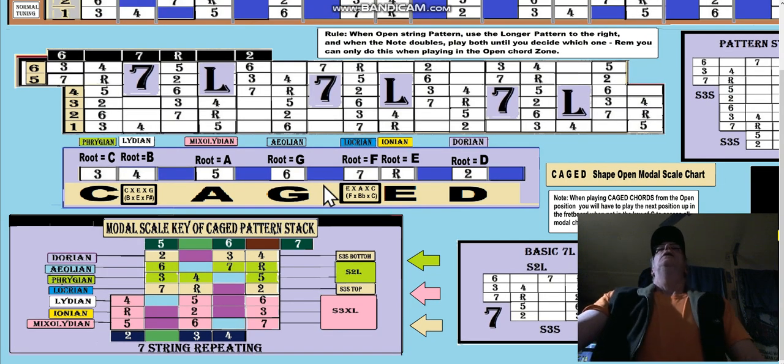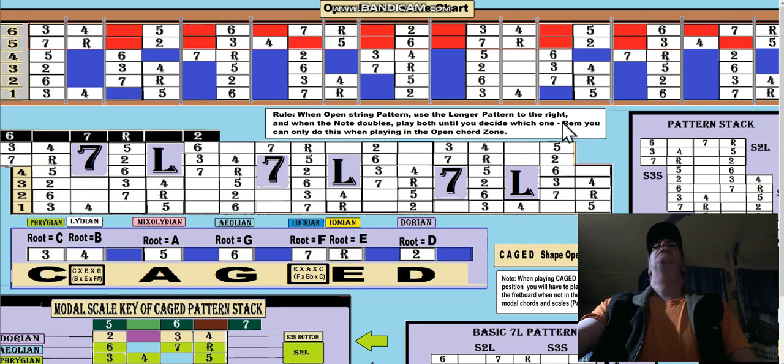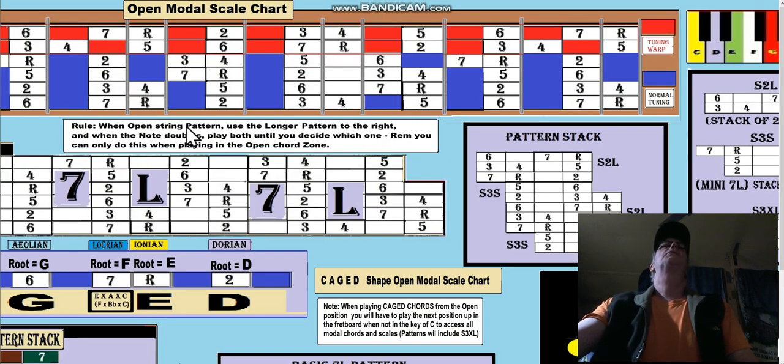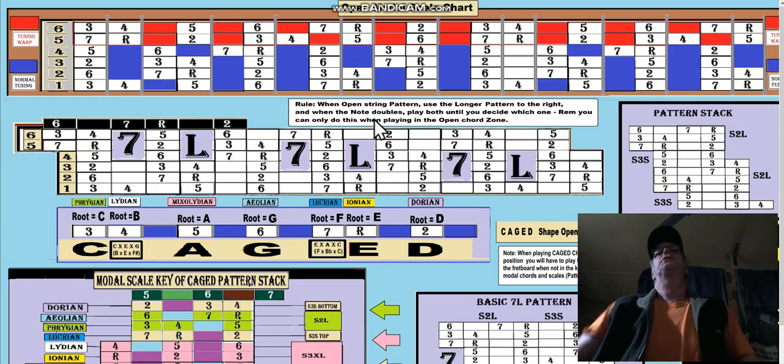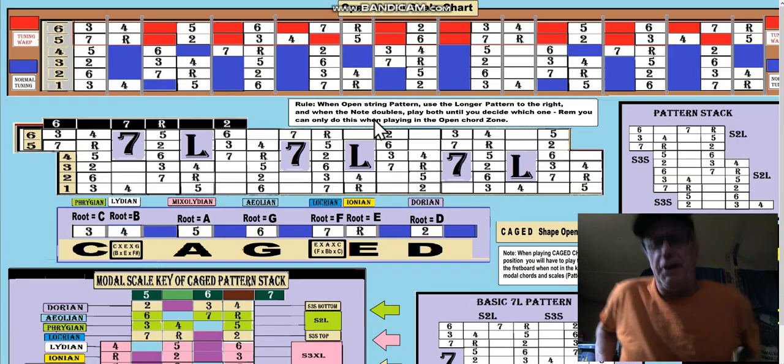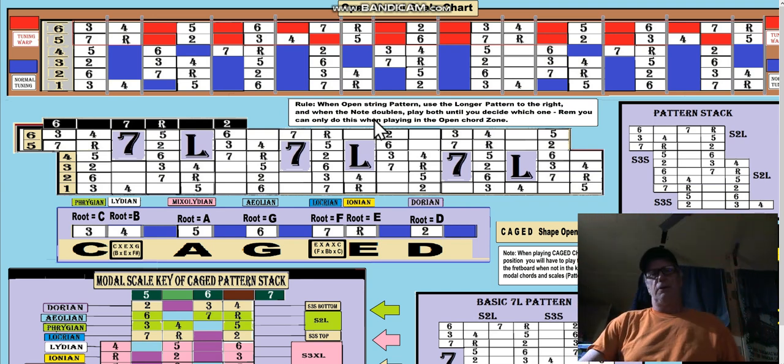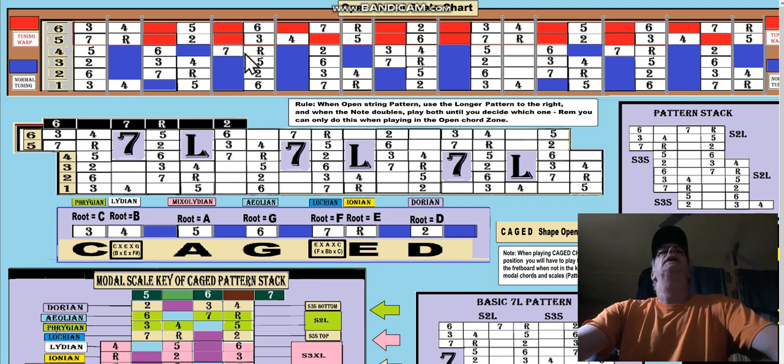Okay, so we got some rules here to review. When open string pattern, use the longer pattern. And that's exactly what we're doing. We're playing cage chords in the open position. You have to play the next position up of the fretboard when not in the key of C to access all modal chords. All that's saying is if you're to the right of the fret nut, then you're probably going into the next cage a little bit, if you're going to do something extremely to the right like that.